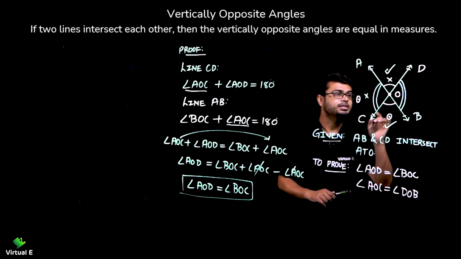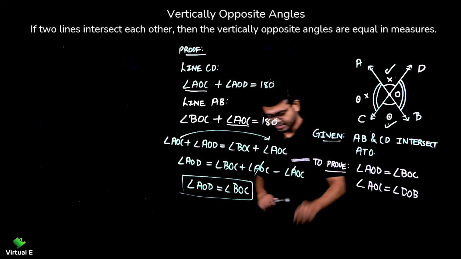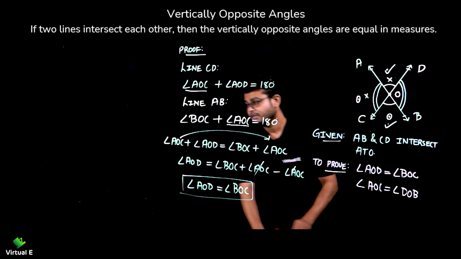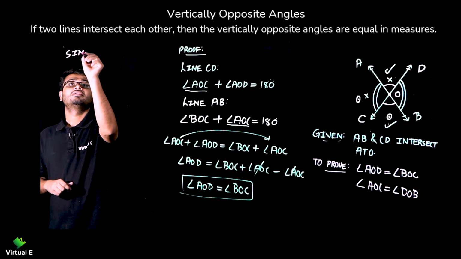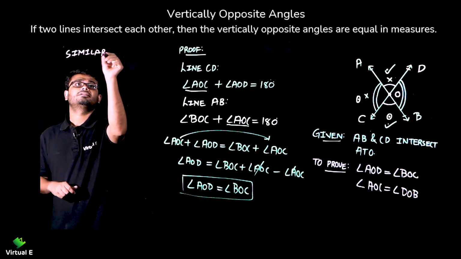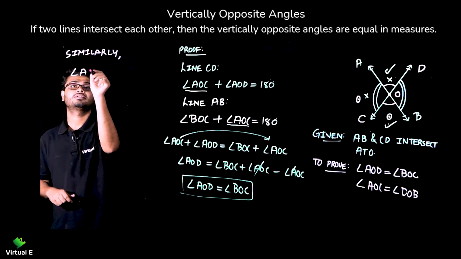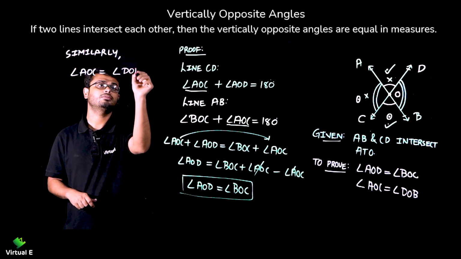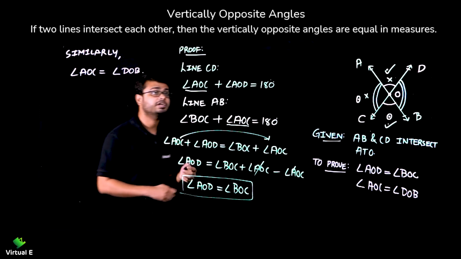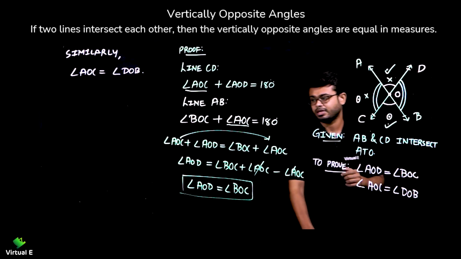Now similarly we can prove these two angles equal as well, right? You can try on your own. We are just writing here similarly, we can write angle AOC is equal to angle DOB, right? Similarly we can prove it. You can do it as well for your practice and understanding.